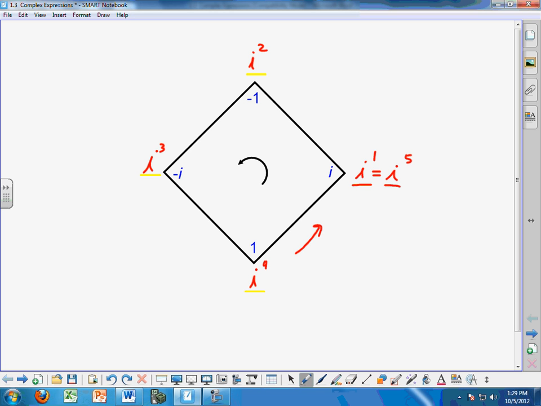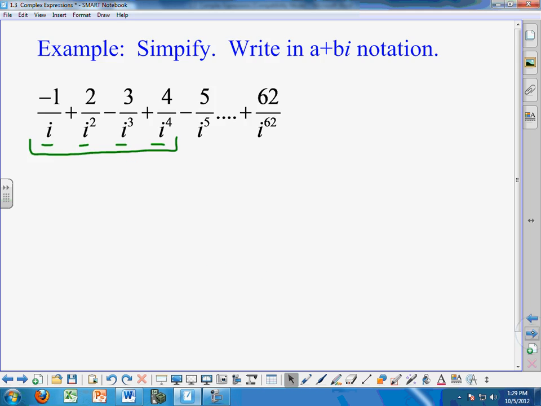So in other words, i to the first and i to the fifth take on the same value, the same as i squared and i to the sixth. So once again, we're looking for patterns that take us all the way around and then are able to essentially cancel out. In this case, i to the eighth being equal to i to the fourth, or 1. Well, let's go back to our example and see how that might help us here.